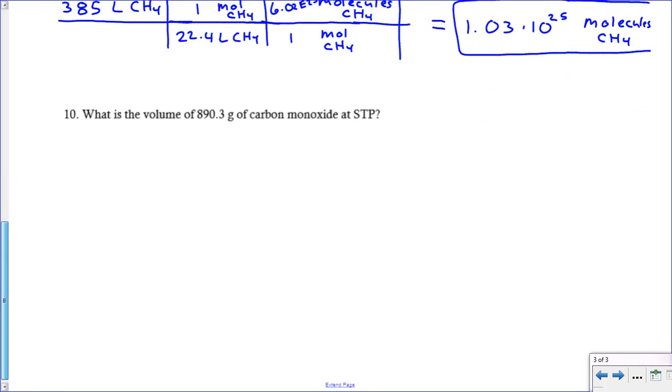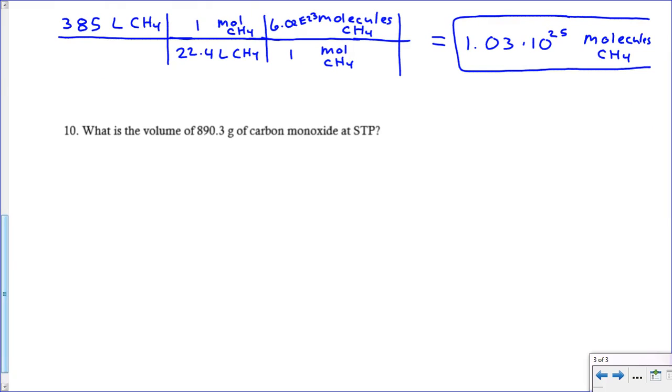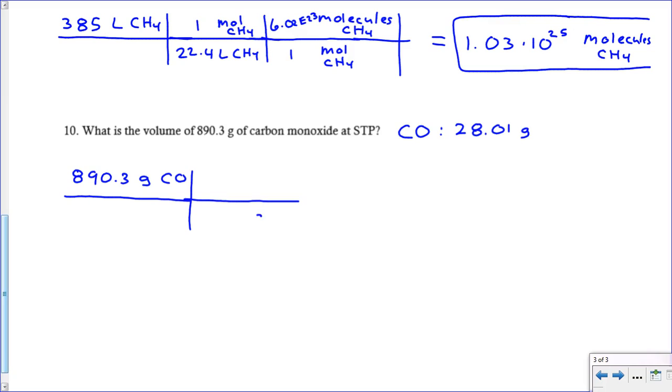For the last one here, it says, what's the volume of 890.3 grams of carbon monoxide? Okay, so carbon monoxide is CO. It has a molar mass, which we're going to need in the problem because we have a mole to mass conversion. It has a molar mass of 28.01 grams. So what we've got here is 890.3 grams of CO, and we want to get out of grams of carbon monoxide and into moles of carbon monoxide, and then we want to get out of moles of carbon monoxide and into liters of CO.